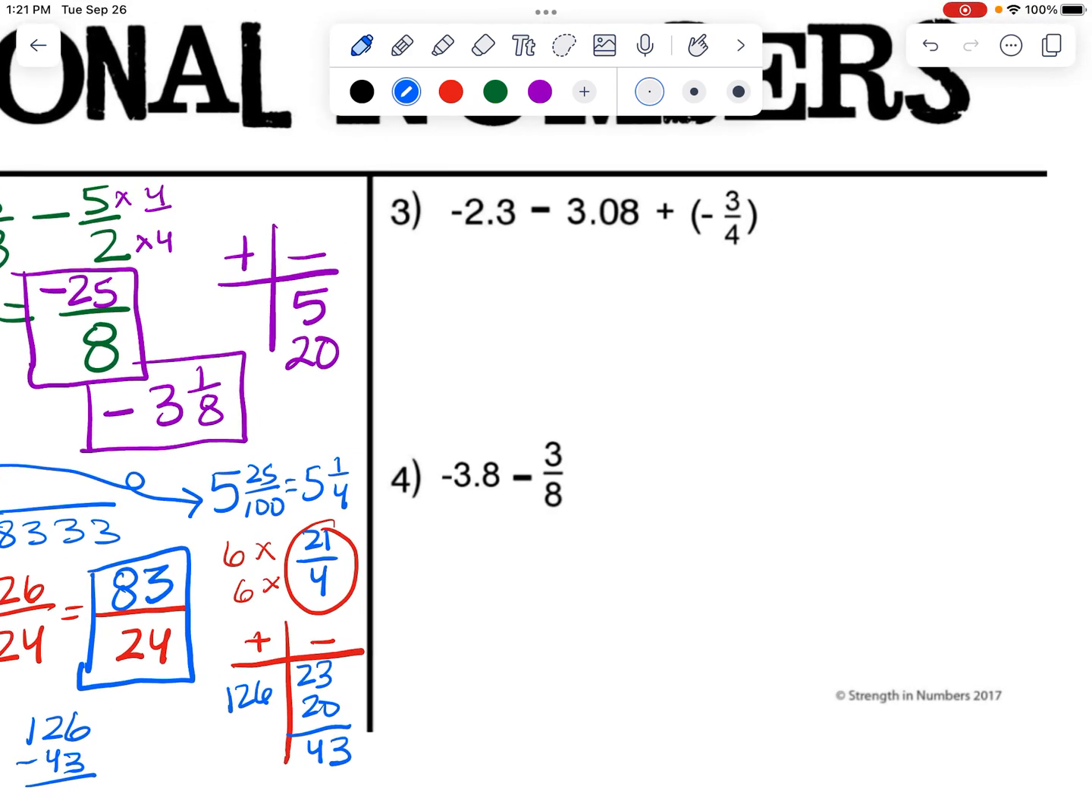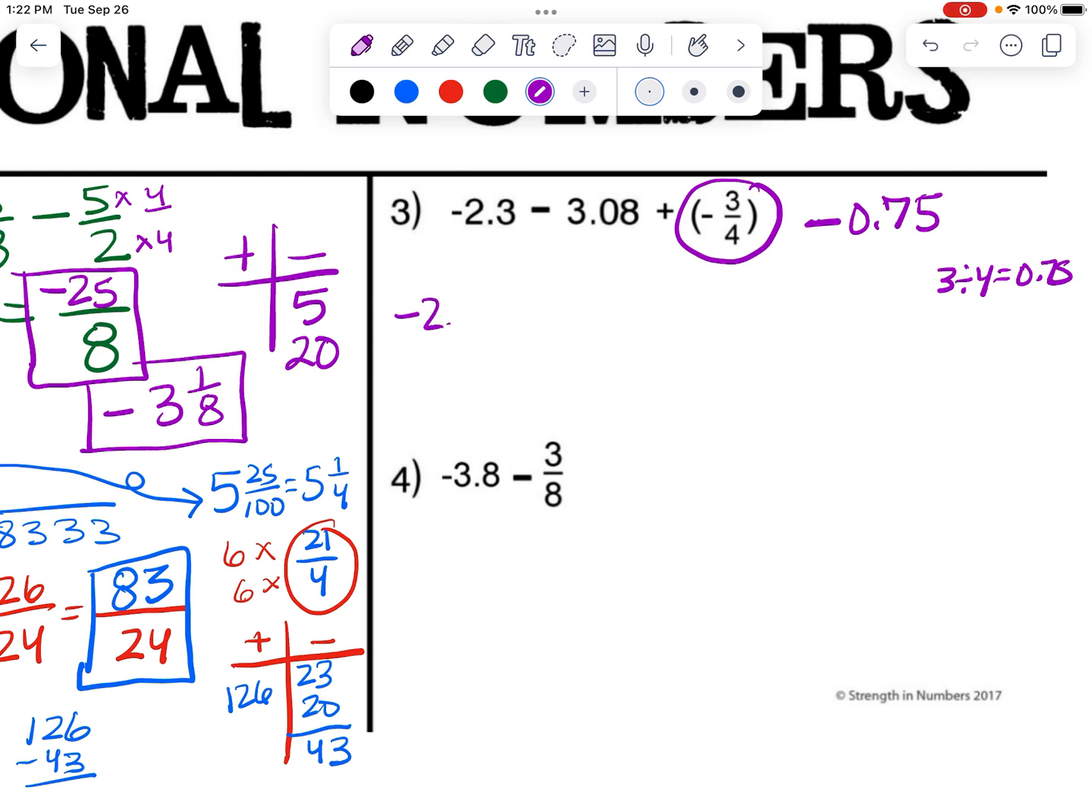All right, moving right along. I've got this problem, number 3, that has both decimals and fractions, so I can choose whether to use decimals or fractions. In this case, this is an easy fraction to change to a decimal. -3/4 is going to be -0.75. If you're not sure in your calculator, you can do 3 divided by 4 and you're going to get 0.75, or you can by hand divide 4 into 3 and you still get 0.75.